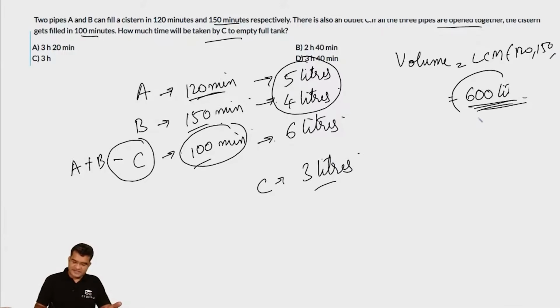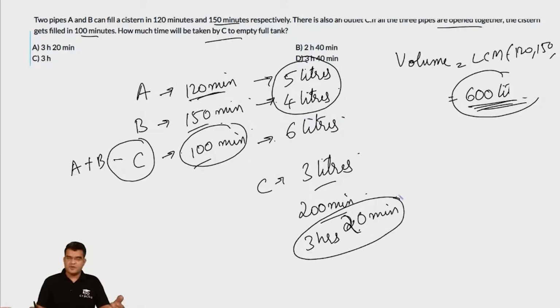So how much time does it take for C to empty 600 liters? It will be 600 divided by 3, which is equal to 200 minutes. If you are expressing 200 minutes as hours, this will be 3 hours and 20 minutes. Because 3 hours is 180 minutes, 200 minutes will be 3 hours and 20 minutes. So the correct answer is option A.